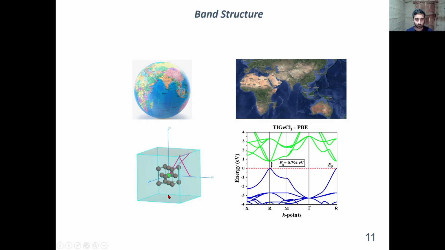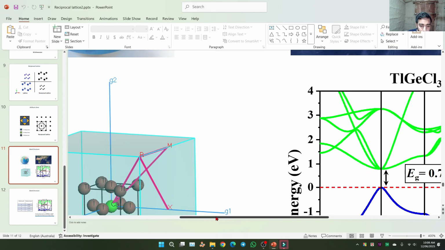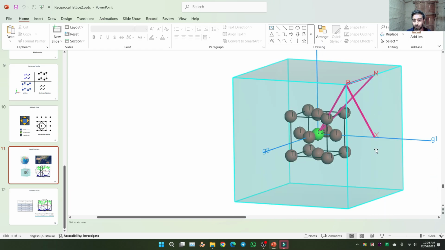I can show you more specifically. As you can see, this is the Brillouin zone. This is our real lattice and this is our Brillouin zone. Okay.